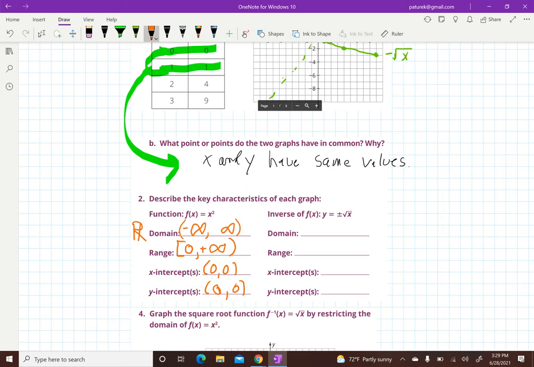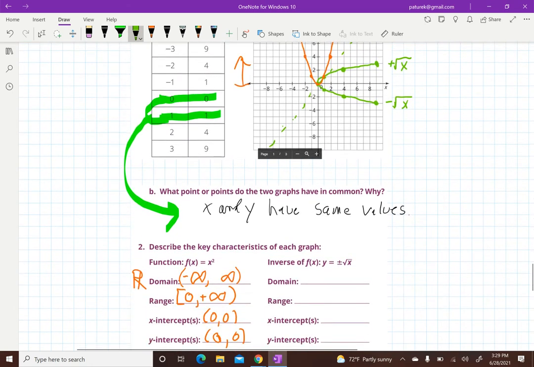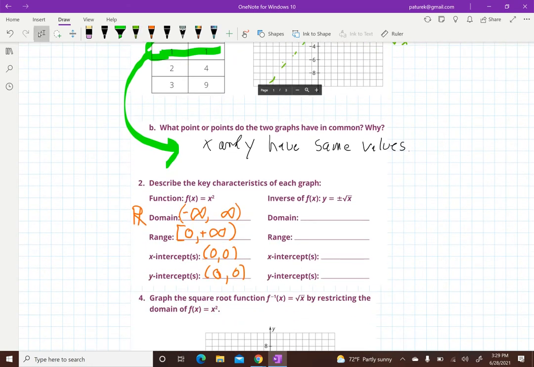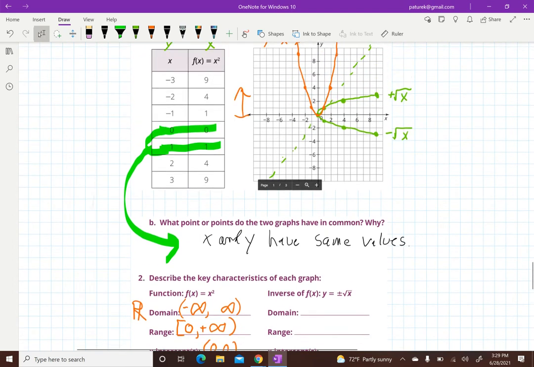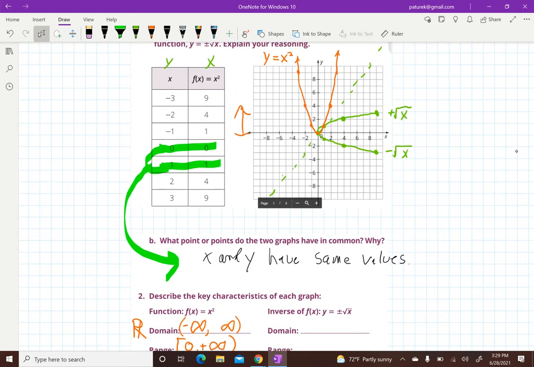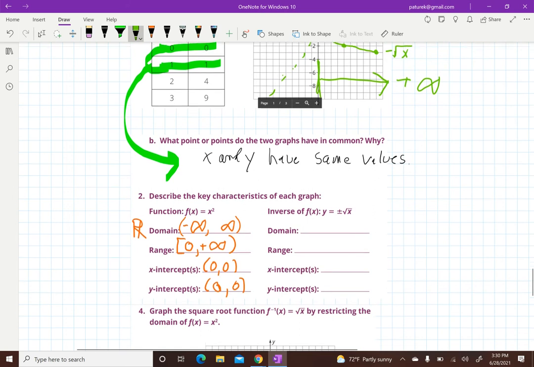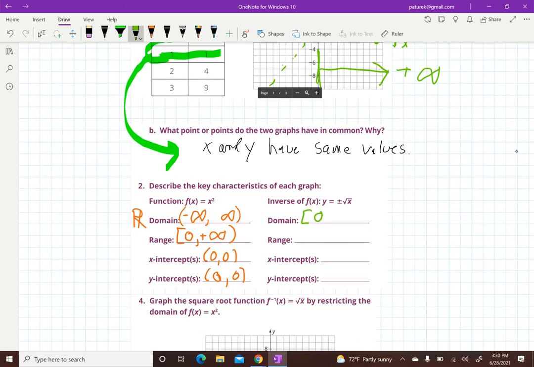When we take the inverse of this function, so now we're looking only at the green graph, they are asking us to plot both the positive and negative square root of it. So this is not a function, but the domain begins at 0 and goes to positive infinity off to the right from there. So the domain is 0, square bracket, and then up to positive infinity.